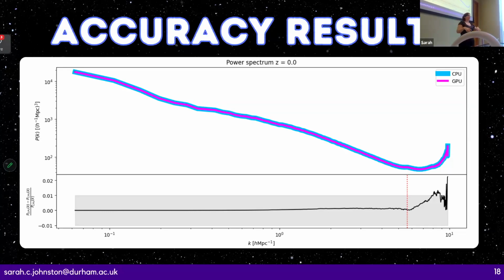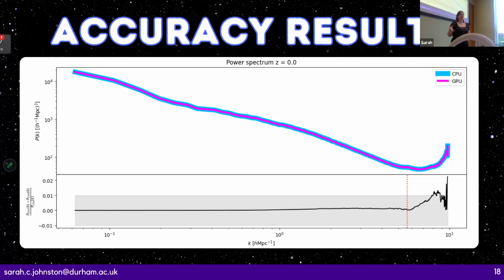But the bit that people usually care about is, well, how well is it actually working, which is the bottom part of this plot, which is a relative error between the two. So the grayed out region, that's 1% errors. Where the little dashed red line is, that's the Nyquist frequency. So that's where simulation resolution of the box is kicking in for us. And we're staying below 1% basically up until our very, very smallest scales, at which point the resolution is taking over anyway, which is really good in terms of our accuracy and proving that we're managing to recreate what the CPU is doing on the GPU to a very high level of accuracy the whole time.